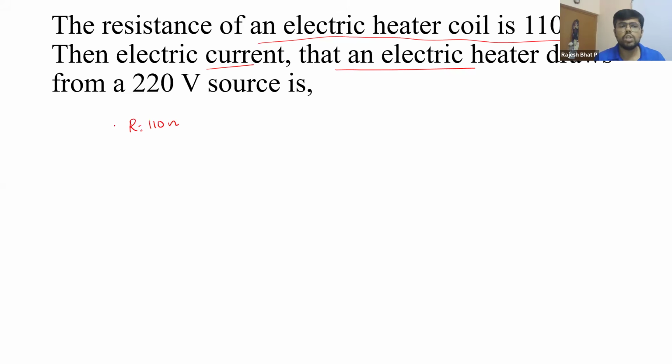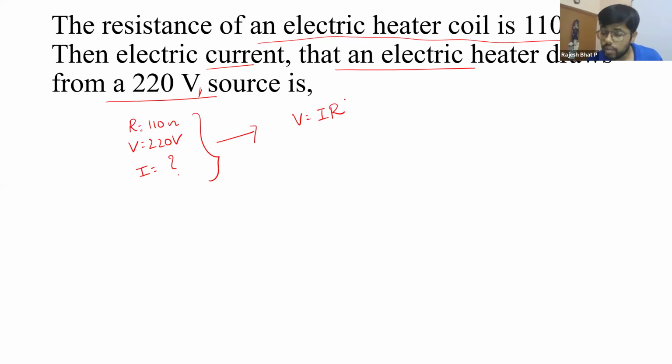that an electric heater draws from a 220 volt source. Okay, 220 volt source. What you have to find? Current. So this is what equation then? Basically, this is V is equal to IR, Ohm's law equation. So basically, we will create a question. Definitely, we'll create a question based on this Ohm's law.